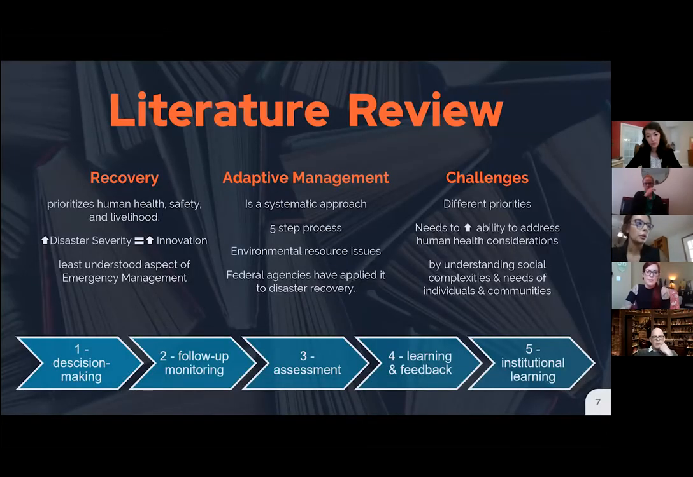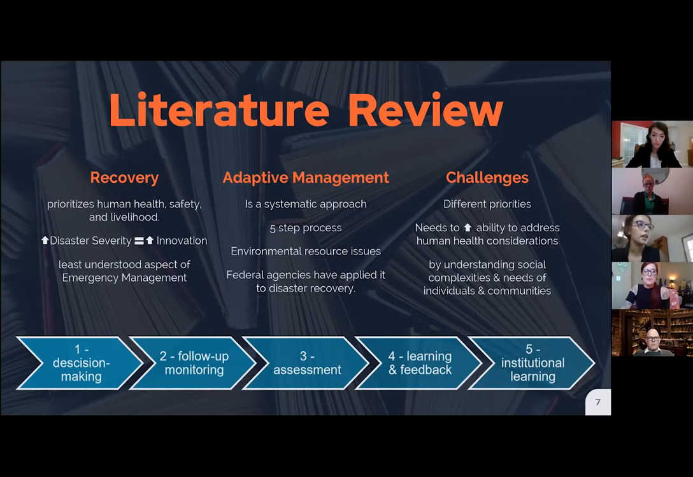Diving into the literature review, I studied three topics: disaster recovery, adaptive management, and adaptive management challenges. To learn more about disaster recovery, I reviewed the National Disaster Recovery Framework outlined by the Department of Homeland Security, along with the textbook, Disaster Response and Recovery Strategies and Tactics for Resilience, written by David McIntyre. Within these texts, we see that disaster recovery prioritizes human health, safety, and livelihood, and that as disaster severity increases, we have also seen an increase in emergency management innovation.